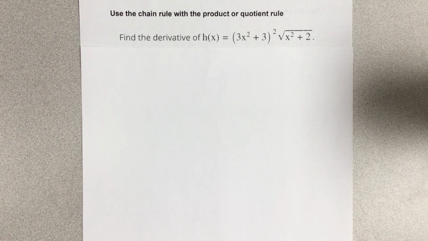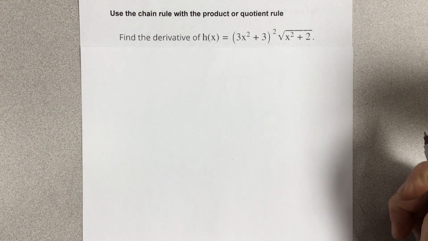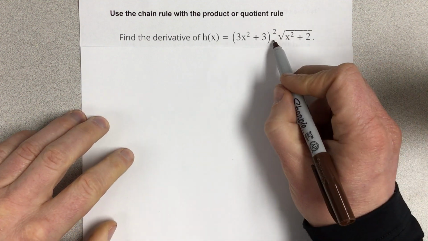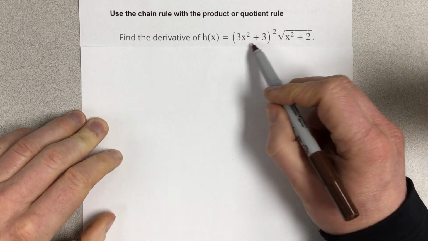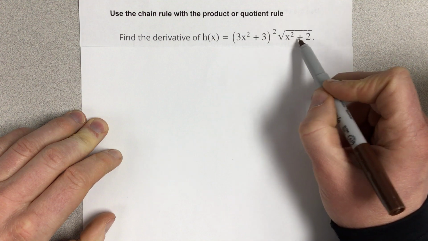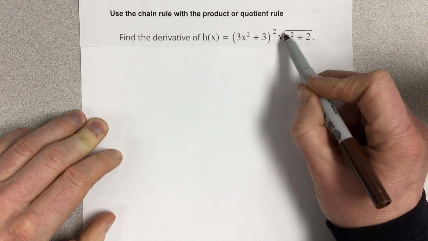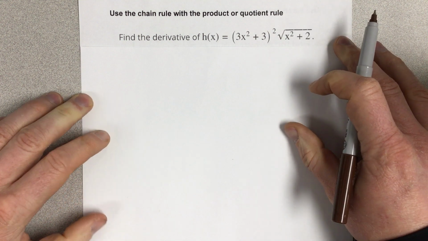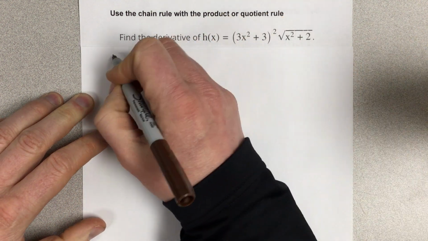In this video, we're going to use the chain rule with the product or quotient rule. It says find the derivative of h of x equals (3x squared plus 3) squared times the root of x squared plus 2. So we have a product, so we know we're going to use product rule. But you can see that we have an inside function here and an outside function with the square, and an inside function here and an outside function with this root. So we're going to write out what the chain rule is.